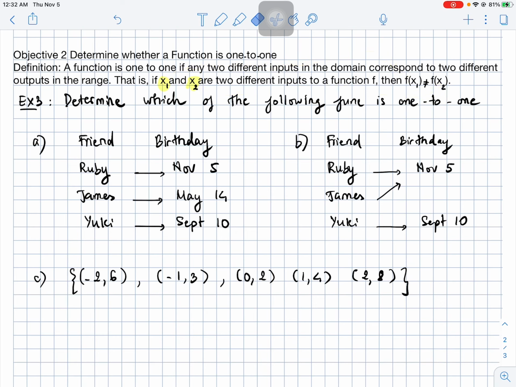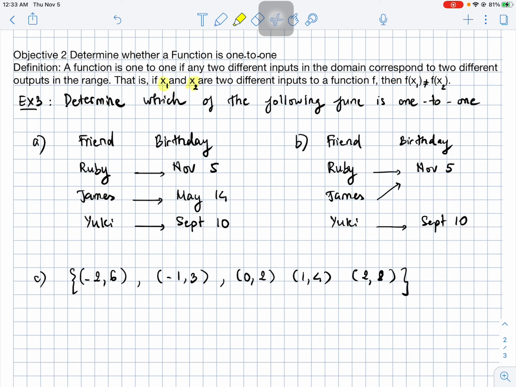For example, we look at number 3, part A. We want to determine whether the function is one-to-one. You can understand friend as the input and birthday as the output. So you have inputs Ruby, James, and Yuki, and outputs November 5th, May 14, and September 10. Each person has a different birthday, so this is a one-to-one correspondence.